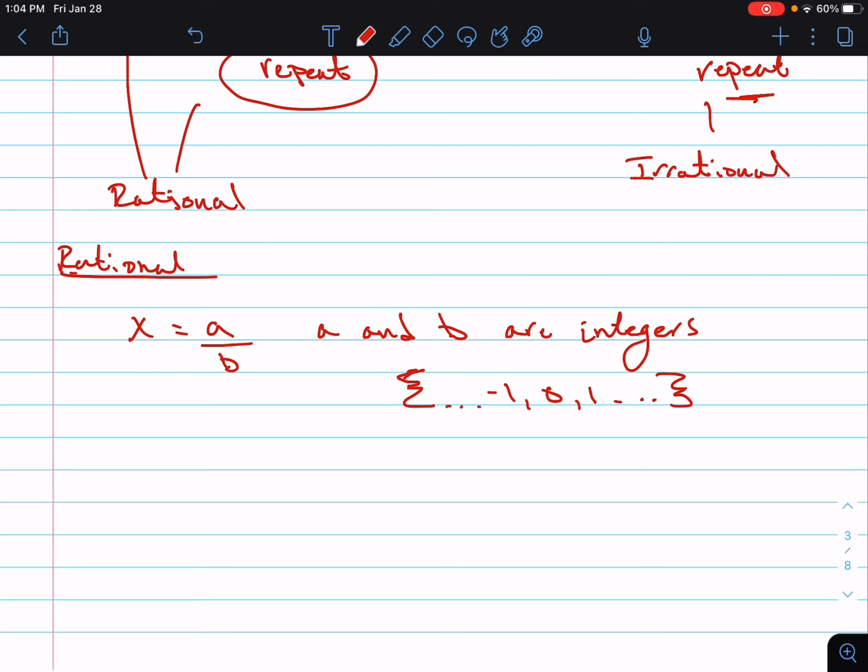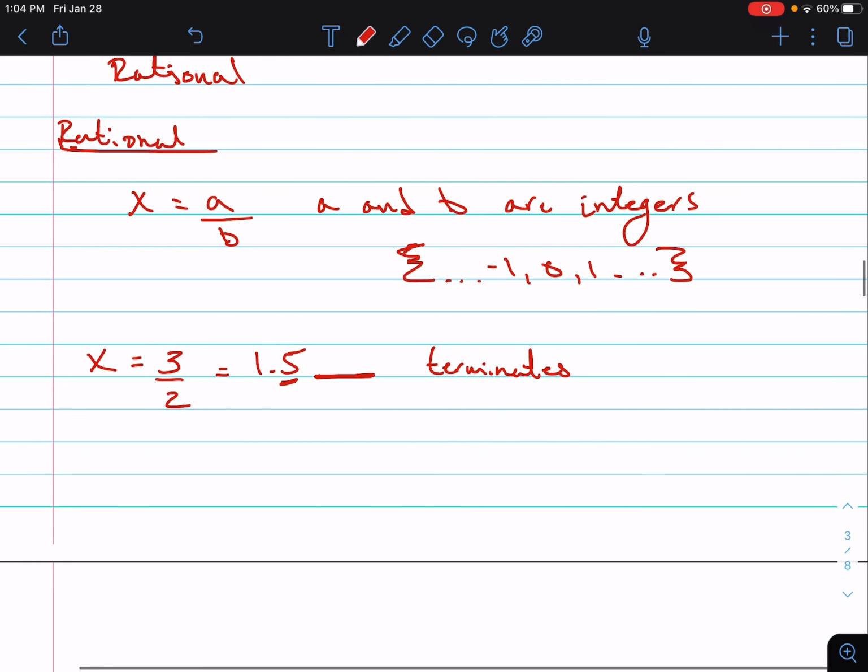So let's try a couple out. First, we'll start with 3/2, 3 over 2. When we write this in decimal form, we get 1.5. And notice there's no numbers after this 5. And that means that this number terminates. So that's what terminating means.